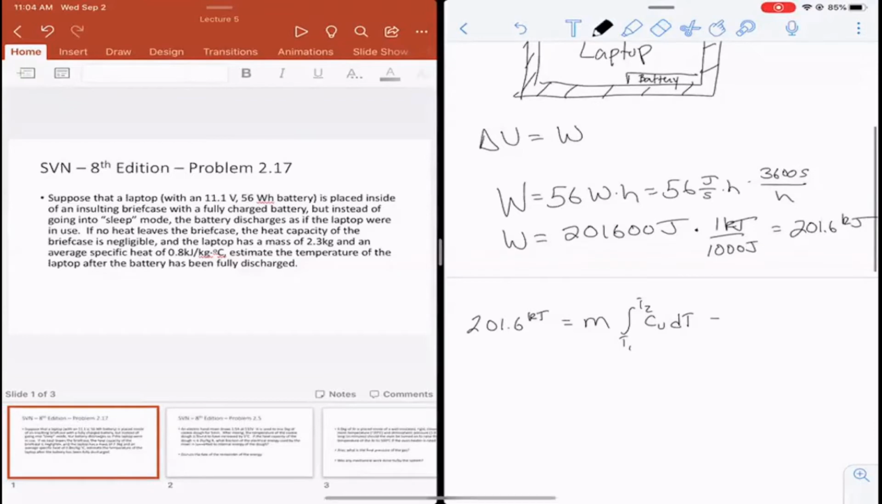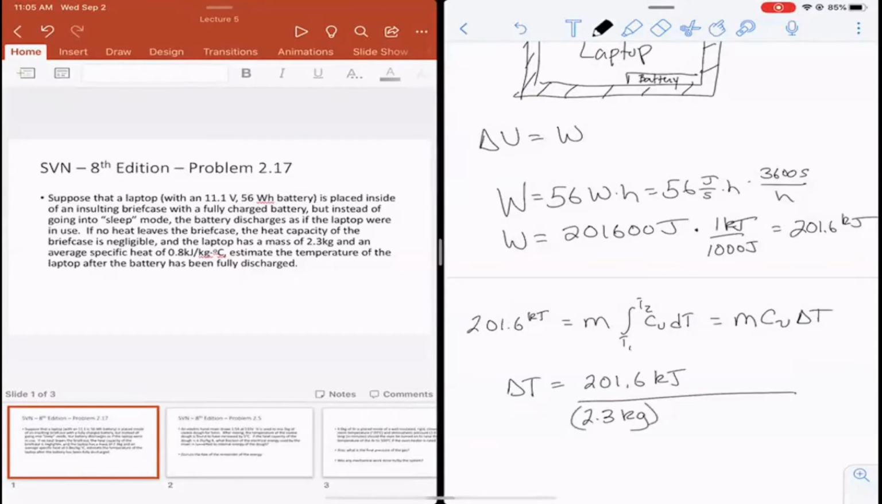But we're given a constant heat capacity, and so that just means that this is equal to m C_V delta T. So we know the mass, right? We know the heat capacity, and so the only unknown here is the change in the temperature. So delta T is going to equal 201.6 kilojoules divided by 2.3 kilograms times the heat capacity, which is 0.8 kilojoules per kilogram degree C.